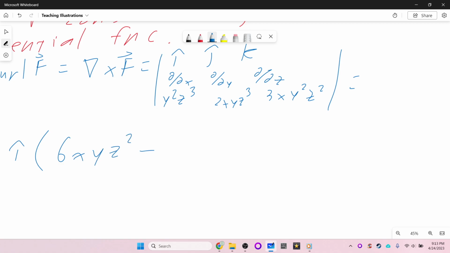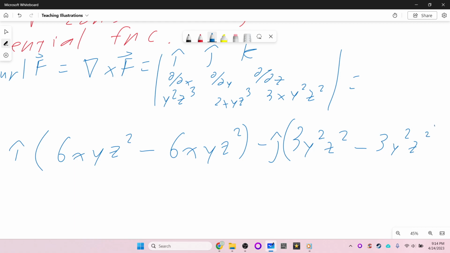squared minus, go the other way. What is this derivative? 6xyz squared. Oh, we're off to a good start. Well, we've got to check all three parts. j hat. Del x of this guy would be 3y squared z squared minus del z of this guy would be 3y squared z squared.